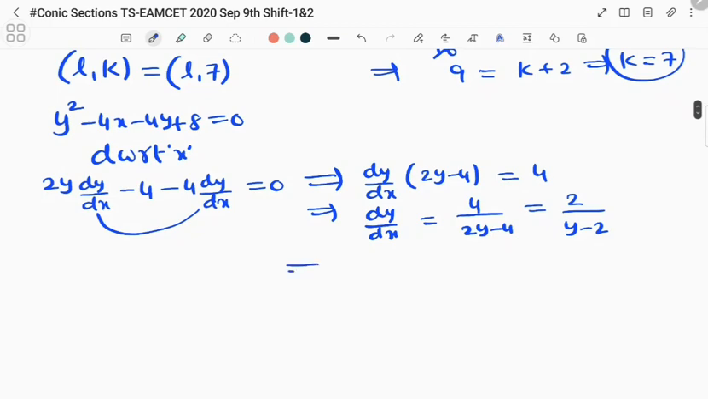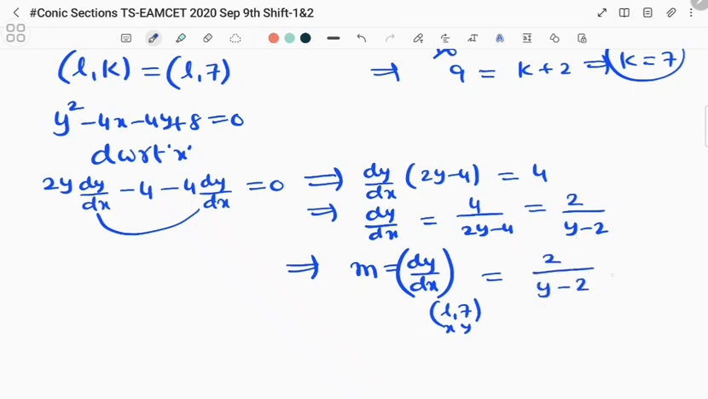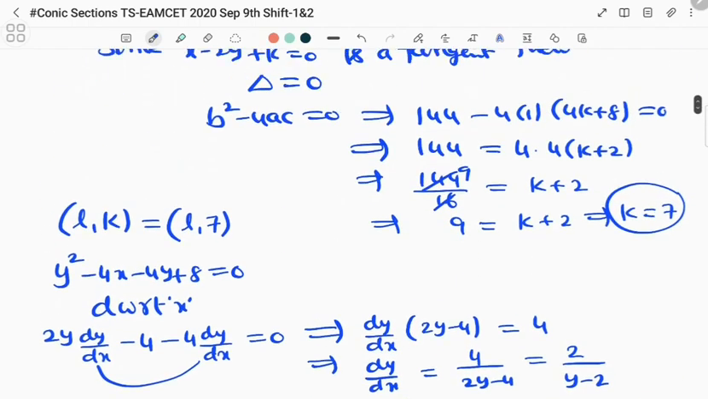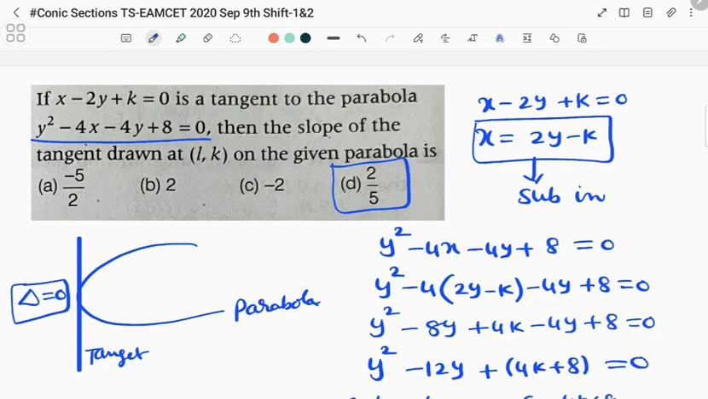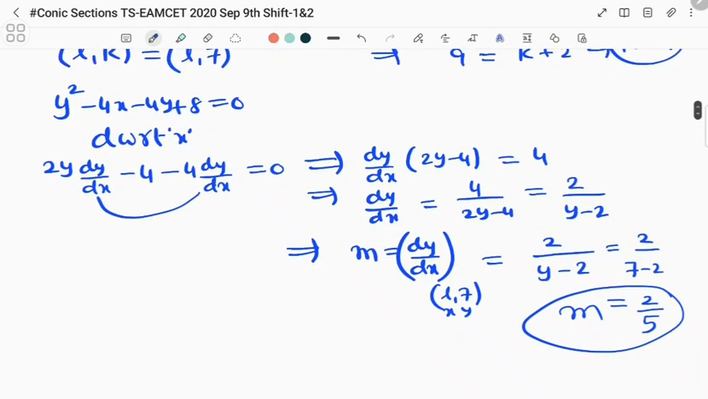So the slope of this line, slope at what point? M is dy by dx at the point L comma 7. This is x, this is y. In this, the y term only is there, no? 2 by y minus 2. So wherever y is there, replace with 7: 2 by 7 minus 2, which is equal to 2 by 5. Therefore slope M is equal to 2 by 5. That's what they are asking to find, dear students. The slope of the tangent drawn at L comma k is 2 by 5. For the given curve, we calculated the value of k and the slope.